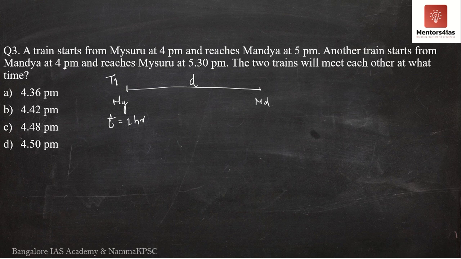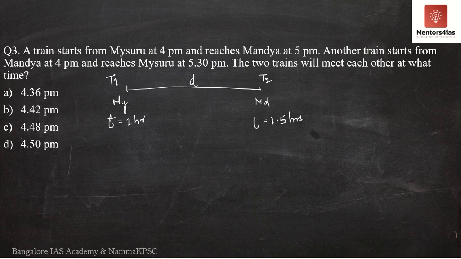Another train starts from Mandya at 4 p.m. and reaches Mysuru at 5:30 p.m. Meaning what? Train 2 takes 1.5 hours to cover distance D and go from Mandya to Mysore. So now the question is asking, at what time will the two trains meet?